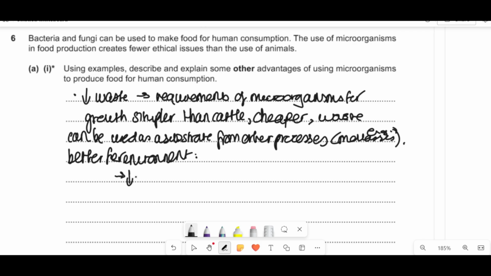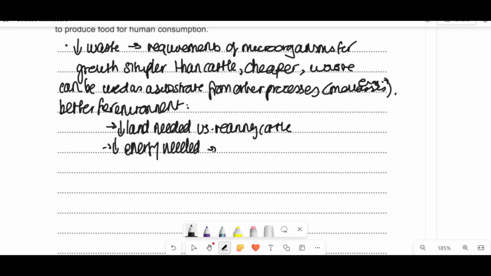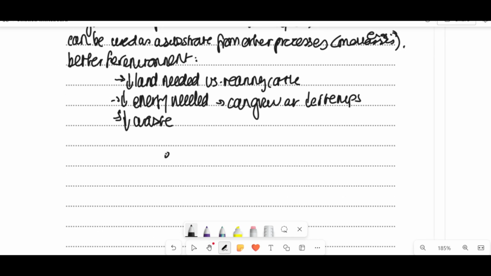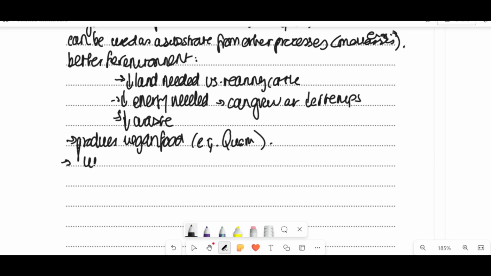One, you need less land versus rearing cattle, and less energy is required because they can grow at lower temperatures. As well as that, we have less waste. Another advantage is that it produces vegan food, like corn. And if we're living in England, we're not going to get really nice swathes of fields and sun.